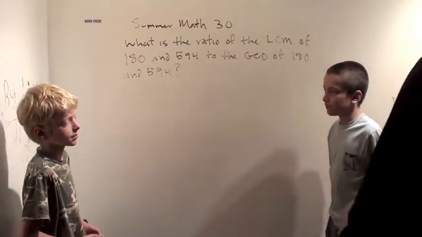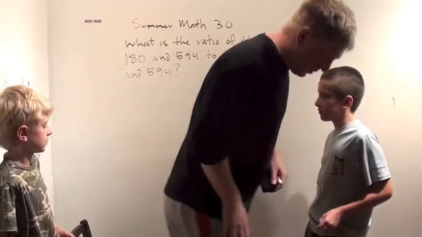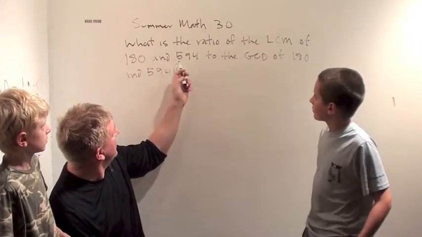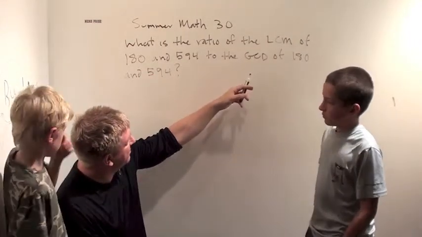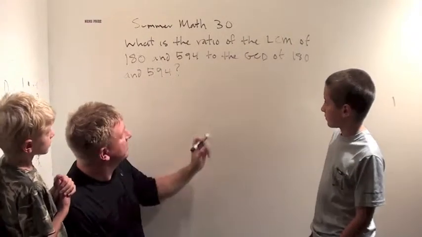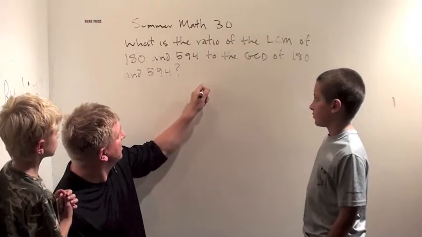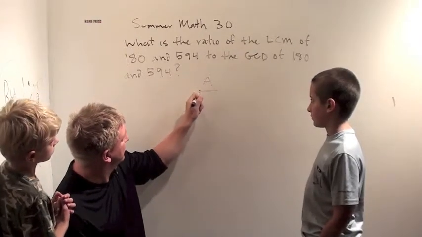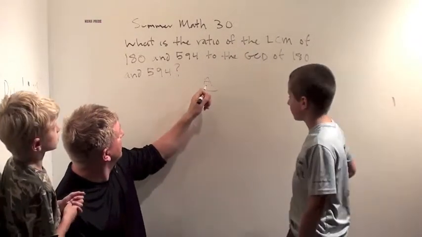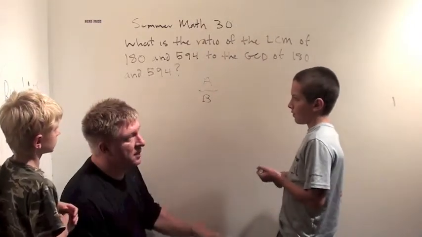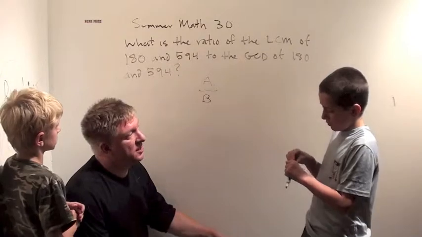This is another AMC8 problem that gave you a little bit of trouble this morning. What is the ratio of the least common multiple of 180 and 594 to the greatest common divisor of 180 and 594? So we're looking for a ratio, A over B, where A is the least common multiple and B is the greatest common divisor. Okay. Well, what do we need to do on this problem?